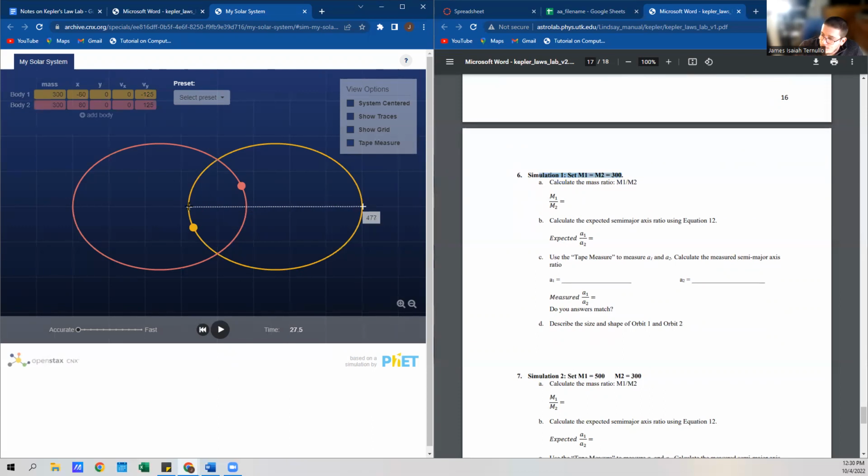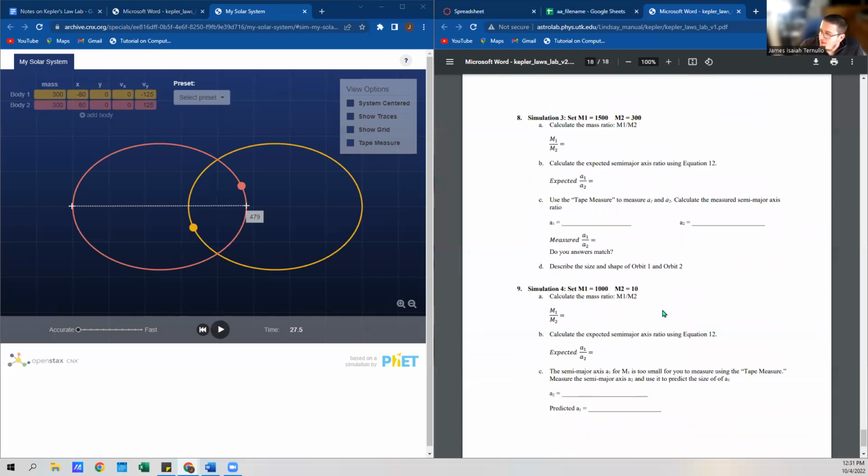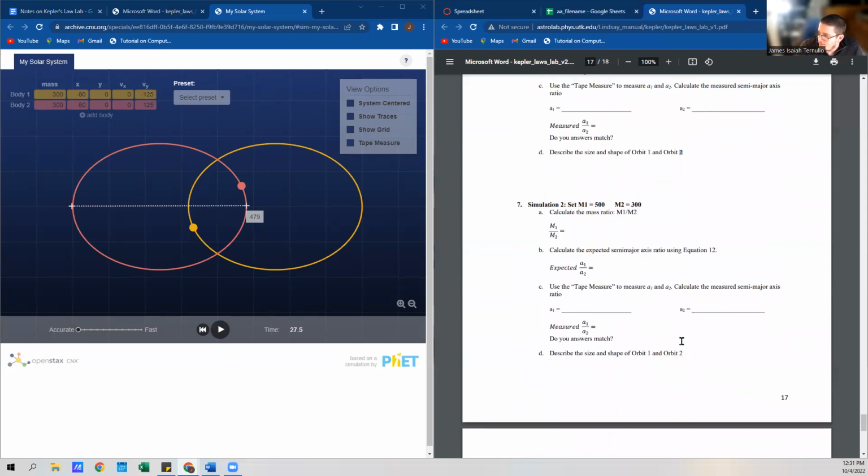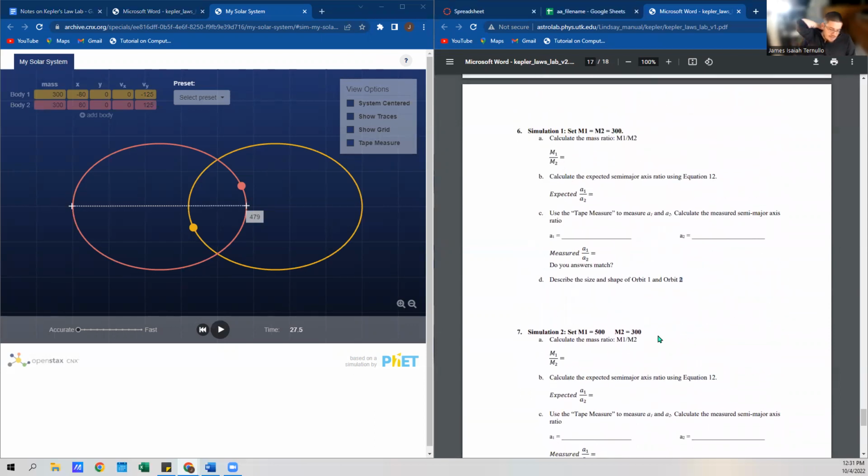So I measure A1 to be 479, 478 probably. No, 479. Okay. And so then for orbit 2, I also measure 479. So think about this as you're going through here. I don't want to do your work for you, but I did just walk through this first one pretty much. You're going to do that a few times and come up with predicted values for your different semi-major axes.